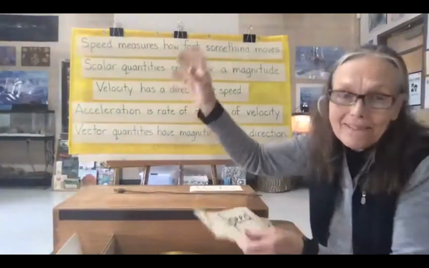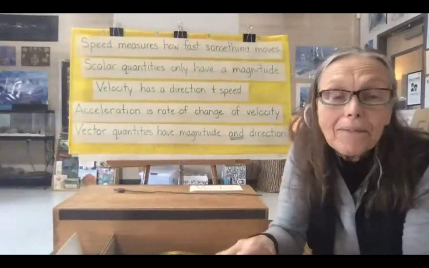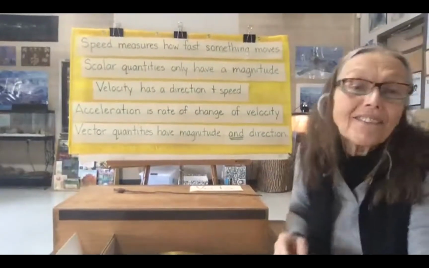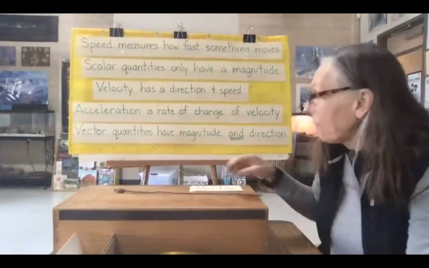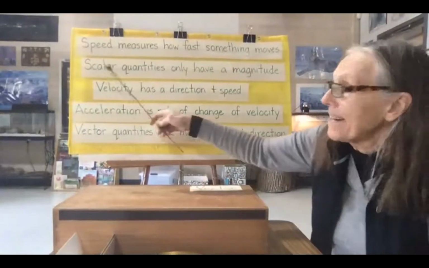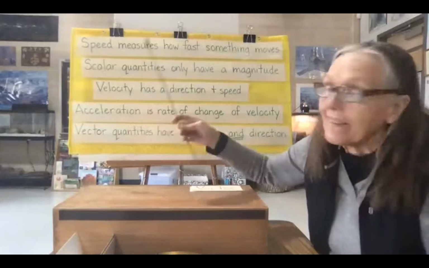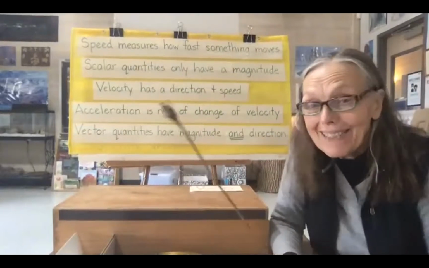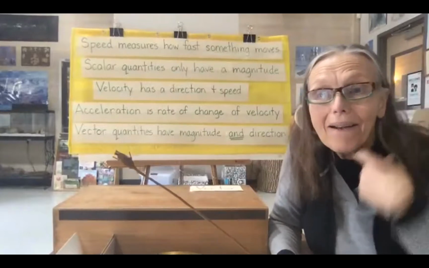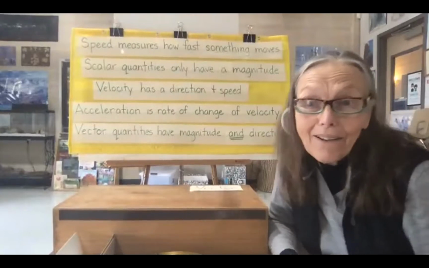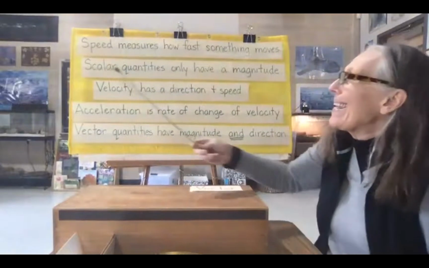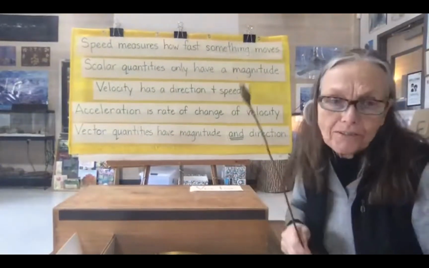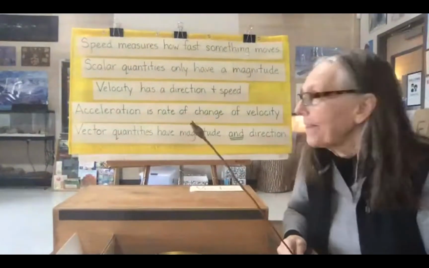So speed is the one that we do know what that means. Speed measures how fast something is moving. And speed is what we call a scalar quantity. I think of that as like the scale, stepping on the scale to see how much weight I've gained over Thanksgiving. So scalar quantities only have a magnitude, how much or how little.